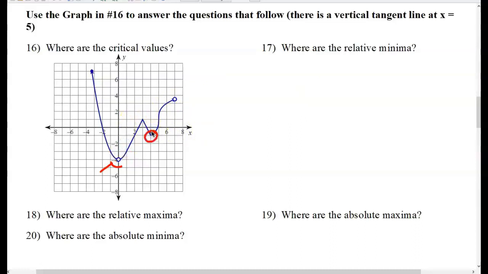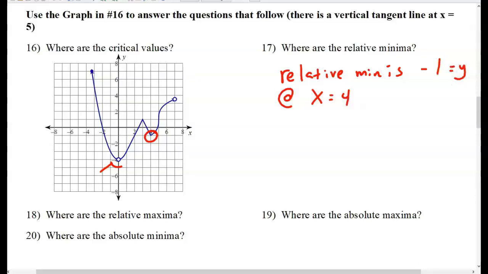It's right here. So you could say you have a relative min is, and that's the y value of that point. So the relative min of this graph would be -1. You could say, or you could say relative minimum is -1 at x equals 4. So that's the x value. But the actual relative minimum is -1.